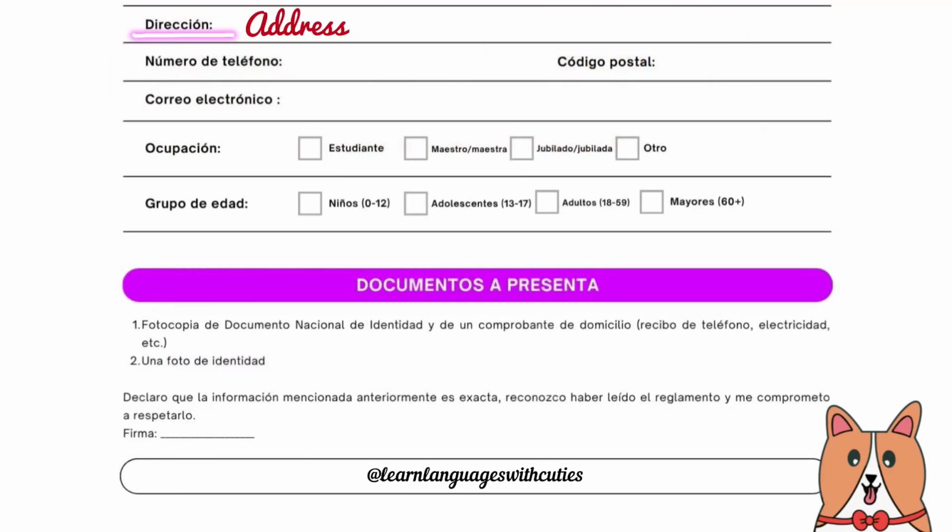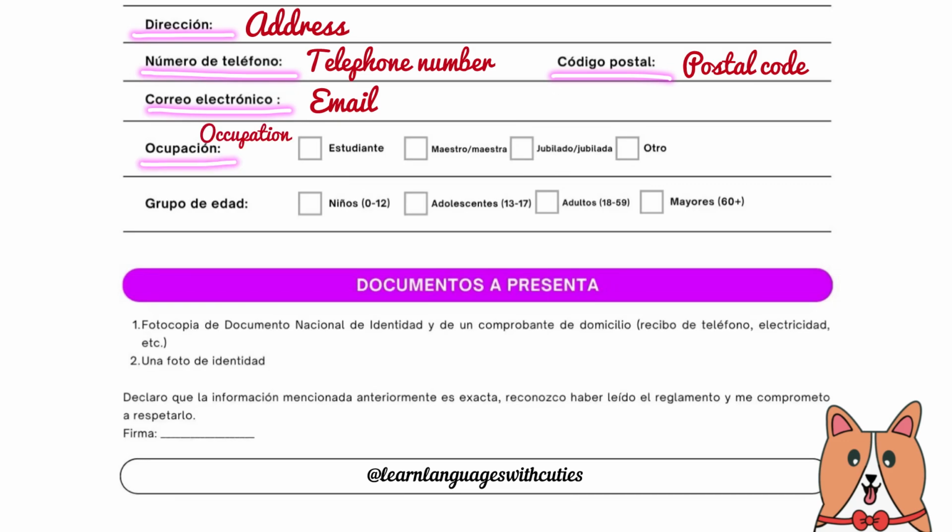Now the next one is Dirección, which means address. Número de teléfono, telephone number. The next one is Código postal, which means postal code. Correo electrónico, which means email.